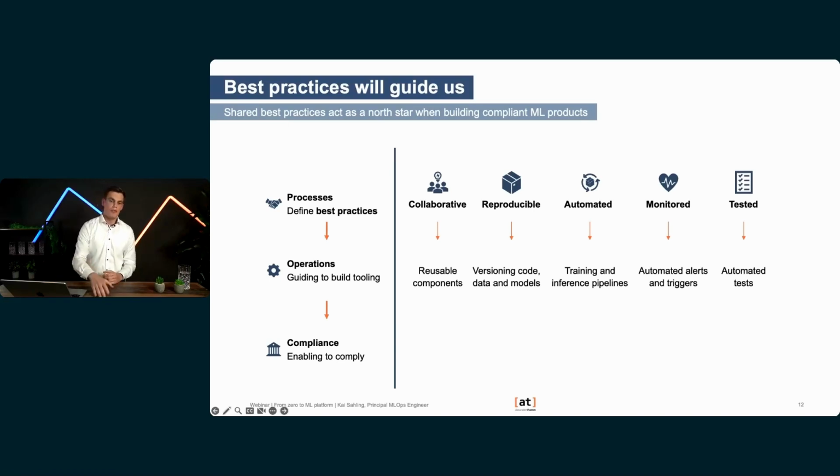Monitoring, we want to have these alerts and triggers. So we want to be informed about what's going on in our product, how our model is performing. And sure, of course, we need tests. The more you automate, the more tests you need to add. These are tests like unit tests, so basic software engineering tests, but also tests for the plausibility of your model, and maybe even tests for inclusion.